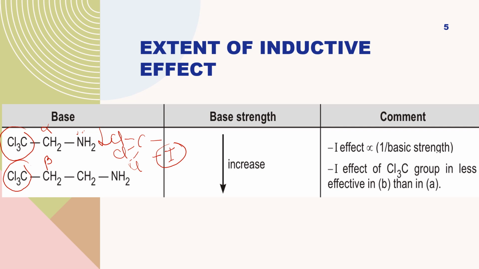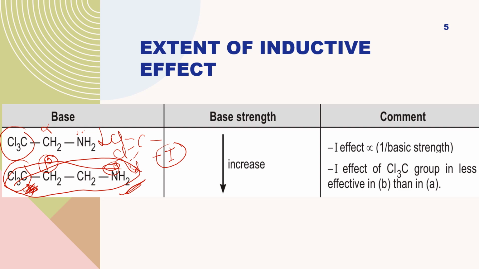And we all know the inductive effect is a distance dependent effect. In the second compound, compound B, CCl3 at the beta position is far from the lone pair of NH2. That's why the impact of the inductive effect in compound B will be less. That's why compound B can easily donate its lone pair compared to A. That's why compound B is more basic compared to A.